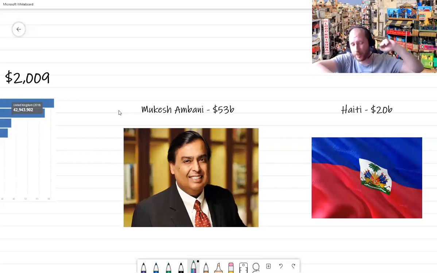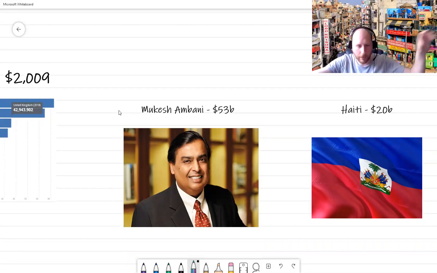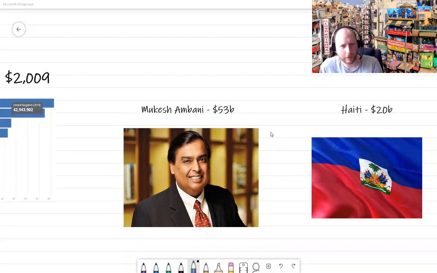Sometimes when we look at our GDP per capita, it's an imaginary number because we don't really divide up all the money fairly between people, do we? What we do is some people have loads and some people have none. So although Mr. Ambani here is incredibly rich, unfortunately, that doesn't work for everyone, as we'll see in a second.